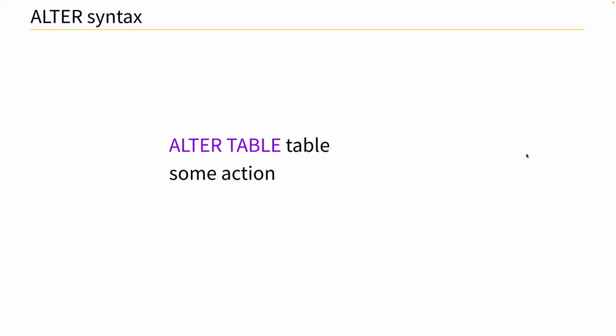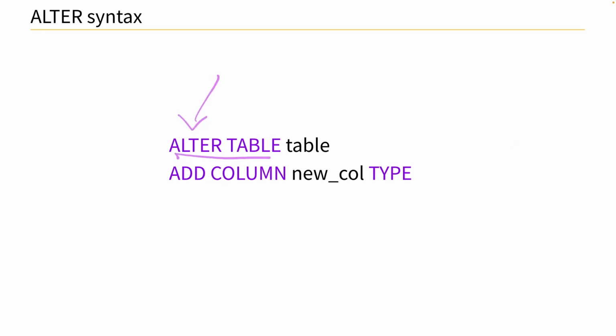Okay, so the alter keyword is pretty powerful, and you can alter a table and then a table name and then some action. So this is the basic syntax. Let's dive a little bit deeper into the syntax. So here, what we're doing is alter table, right? So the keyword is alter, and then table is what we're altering, and this is the table name. And then what are we going to do? We're going to add a column.